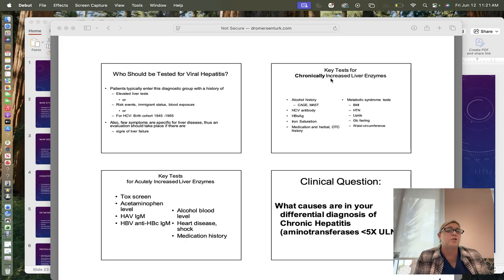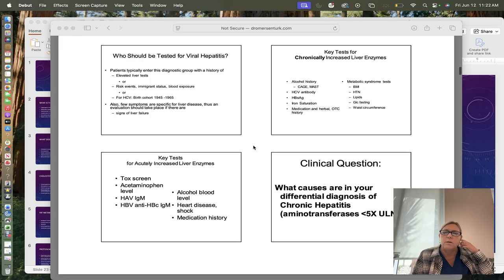So if they're acute, like they were always normal and now they're acutely elevated, we would want to do tox screens, acetaminophen levels, and hepatitis A, because remember that's an acute thing. You know, you eat something that might be contaminated or drink bad water, you can get sick. We would also check an alcohol blood level. If they had a heart attack, we would want to check that and also check for meds. Okay, so I just wanted to give you a little application into this.